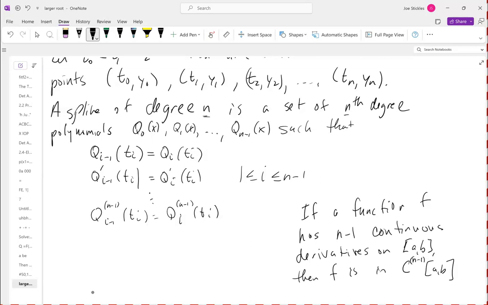Does that make sense? For this particular class, I don't really care if you know what the notation is. It's just, it pops up in the book. So I just want to make sure that if you look at the book, you see that that notation's in there and you know what it means.